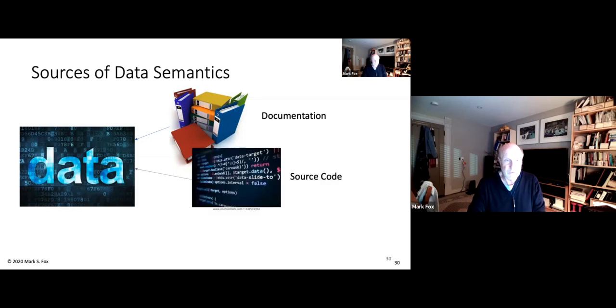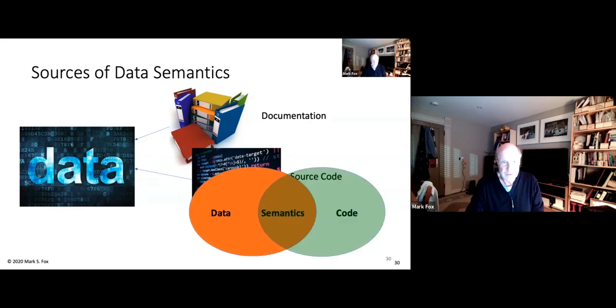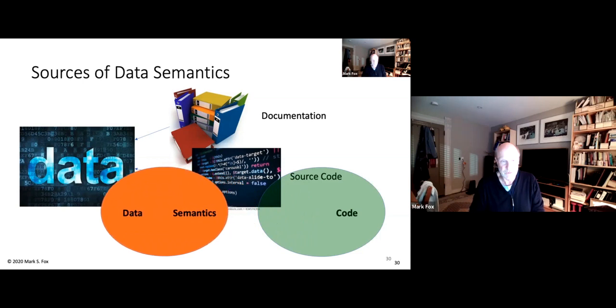On the other hand, we can always look at the source code, but very few of us will ever see the source code of anything. And so that's not a good source of the meaning of the data. Ultimately, in order to solve this problem, because the meaning of the data is embedded partially in the code and partially in the data itself, we have to have a means by which we can separate out the semantics from the code and have it be associated with the data itself. And that's really what ontologies give us the ability to do. It gives us the ability to associate the meaning of the data with the data itself.